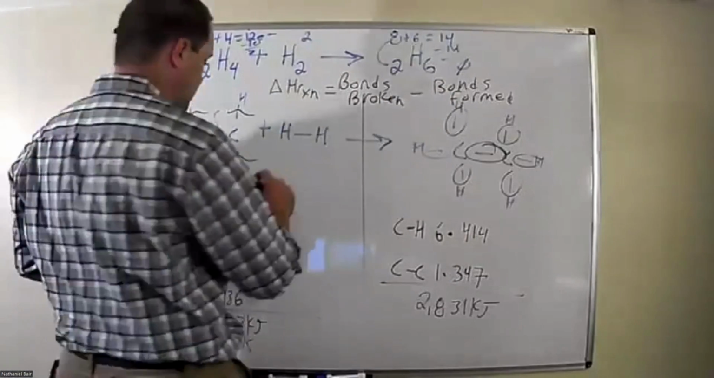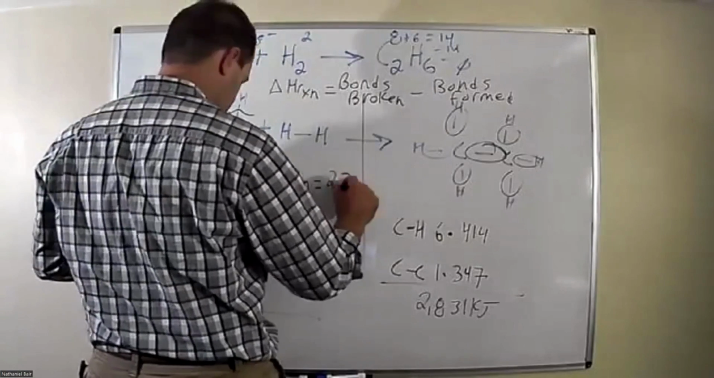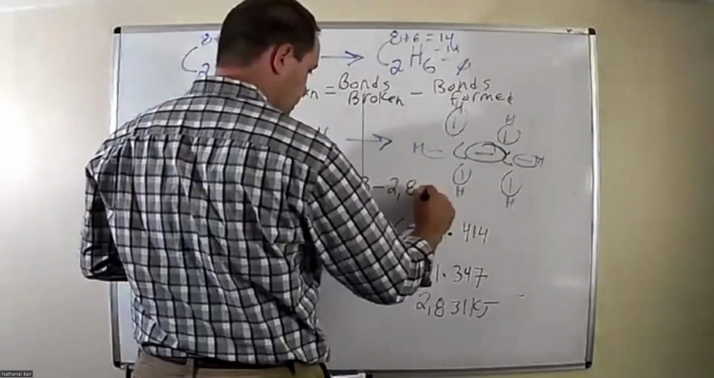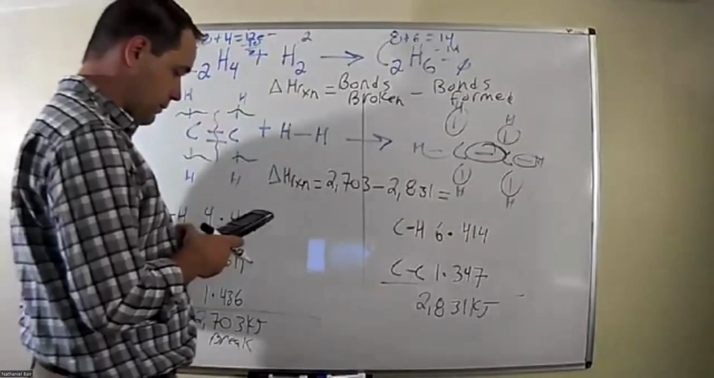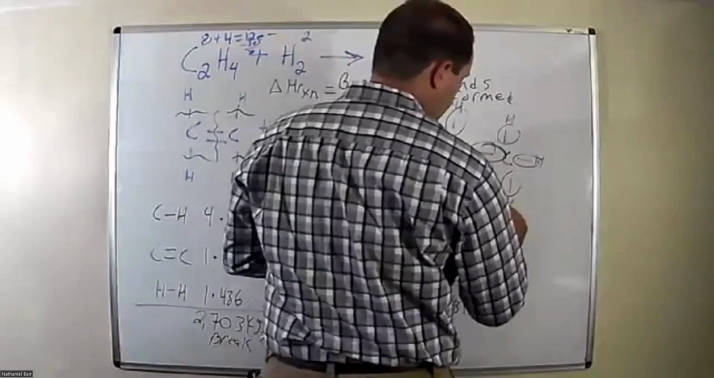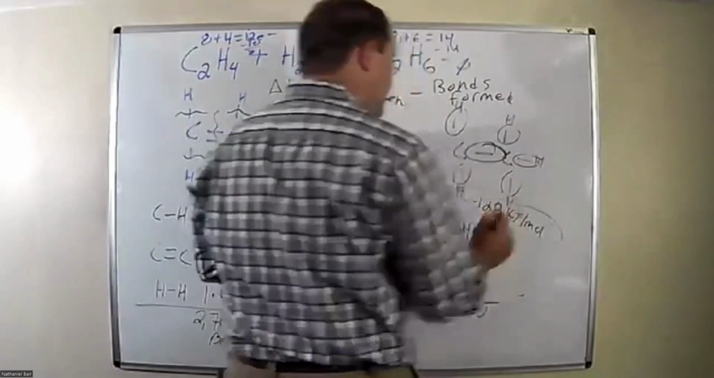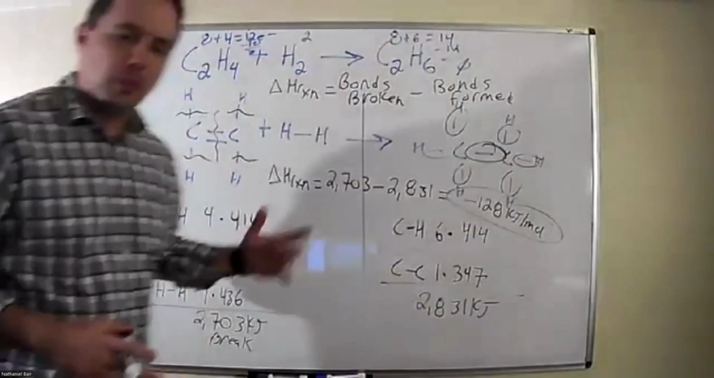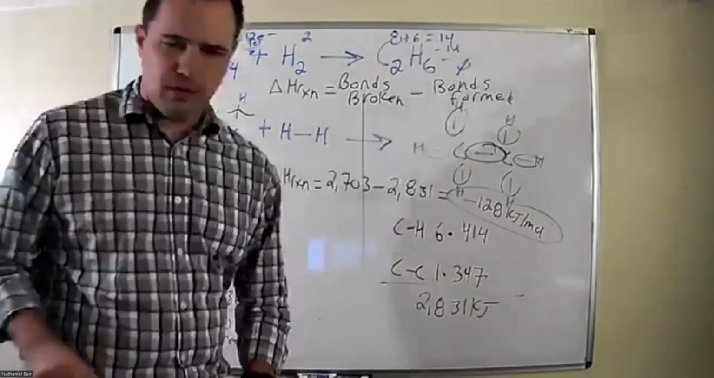So the change in enthalpy for this reaction is 2,703 minus 2,831. And we get a negative 128 kilojoules per mole of energy. And again, it's exothermic. You get more energy back out than you had to put in. So negative 128. Awesome. Very good.